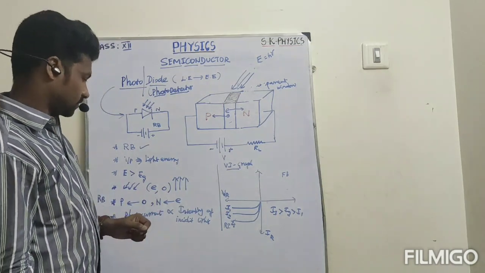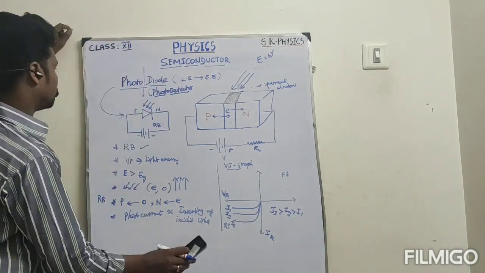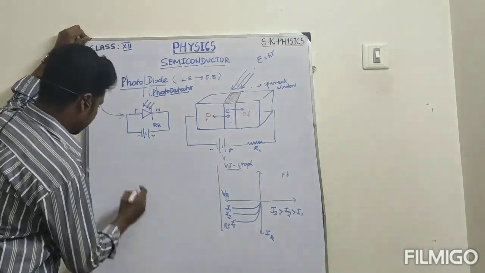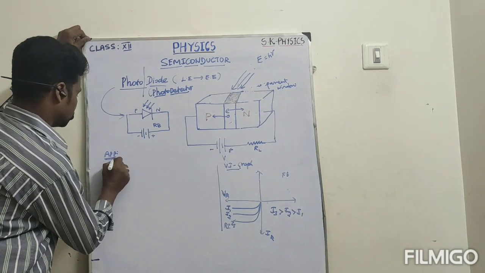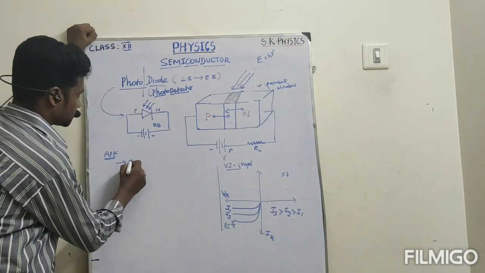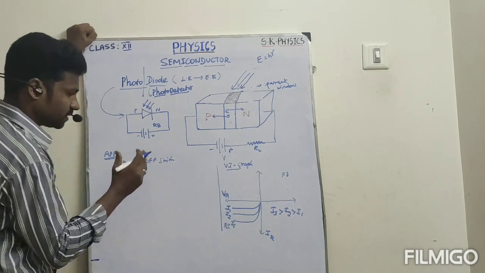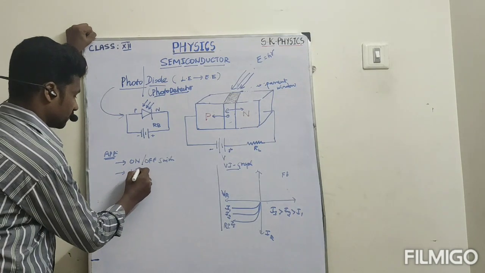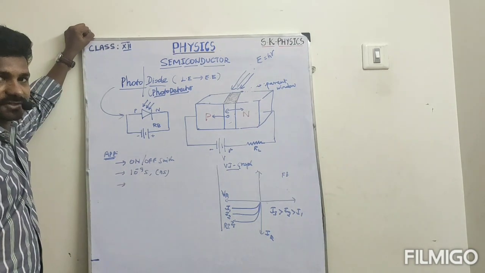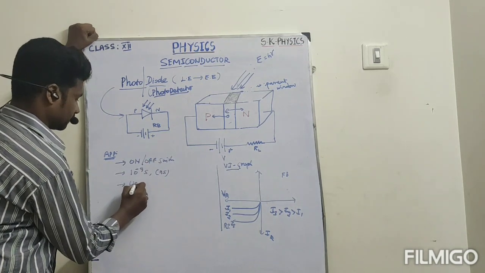Okay students, finally I want to discuss the applications. I'll write them here. You know that it is in reverse bias condition. It is used as an on-off switch, and it is a very quick process, nearly 10 power minus 9 second, in nanoseconds. So it is very fast. The next one, it is used as a light detector.